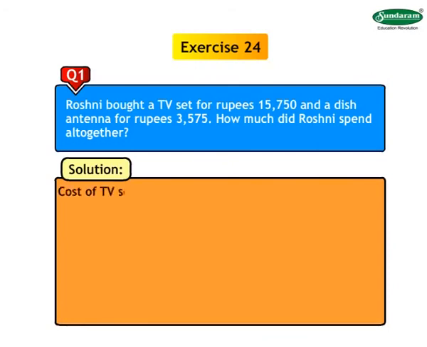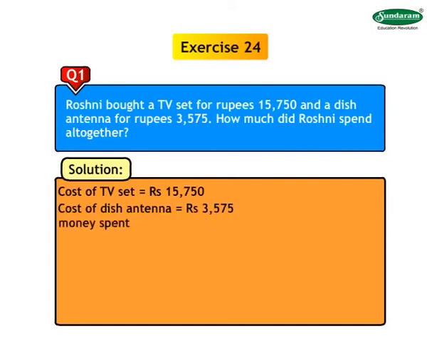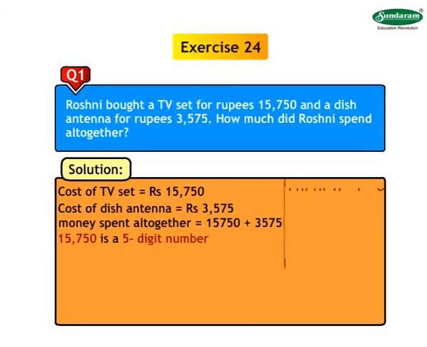Cost of TV set is equal to rupees 15,750. Cost of dish antenna is equal to rupees 3,575. Therefore, money spent altogether is equal to 15,750 plus 3,575. 15,750 is a 5-digit number. So write place values till 10,000. Place the amounts as shown.